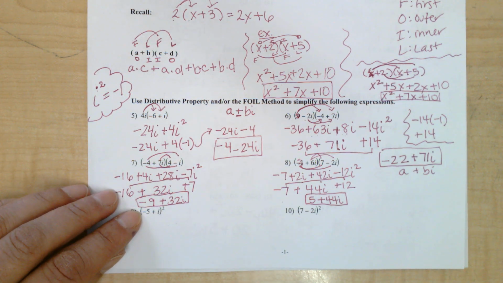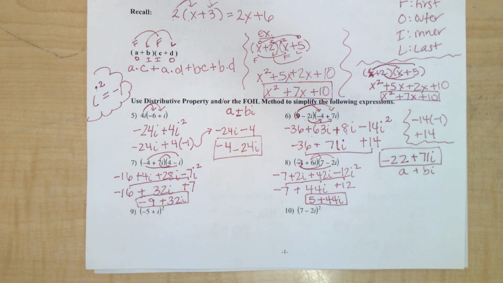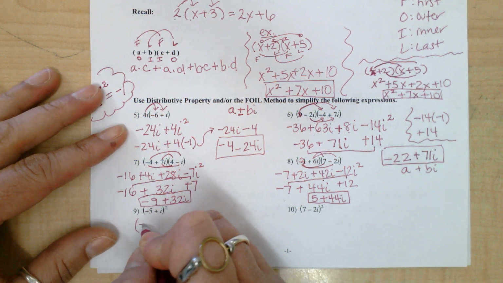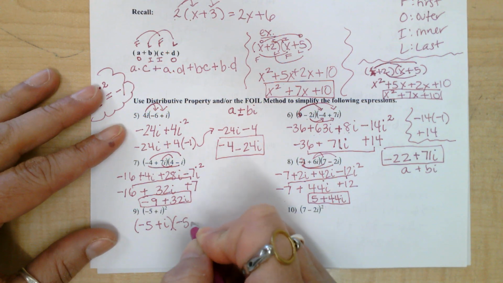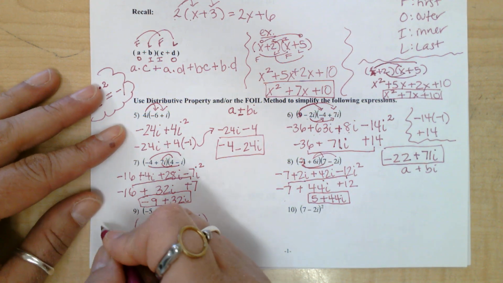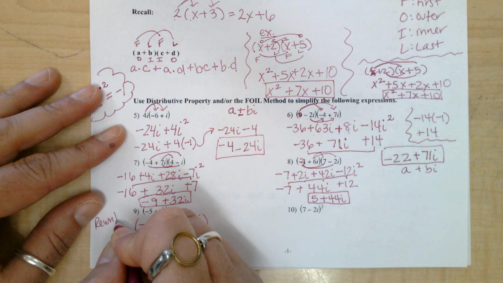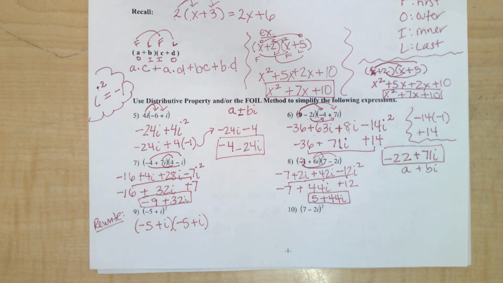So number 9, I have negative 5 plus i, squared. What we're going to have to do is not distribute the square. That is not what it's telling us. What it's telling us is it's negative 5 plus i times itself, and then we have to multiply. So please, you need to rewrite these. A square means times itself.